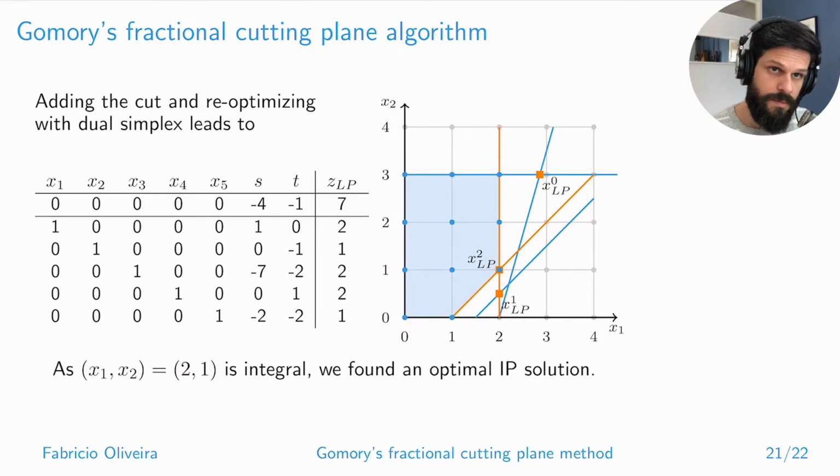So when I solved this problem, the linear relaxation, look what happens. All my variables are integer. All my variables being integer means that x1 and x2 are integral, and therefore I found a solution for my problem. So 2 constraints are enough.